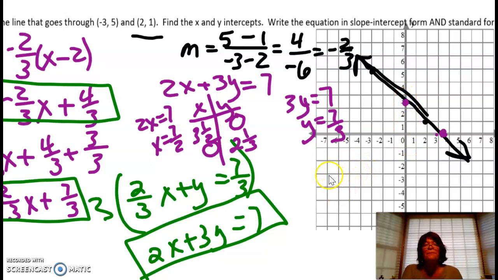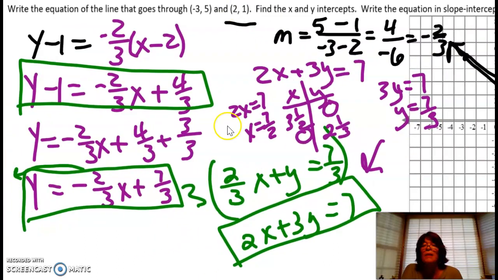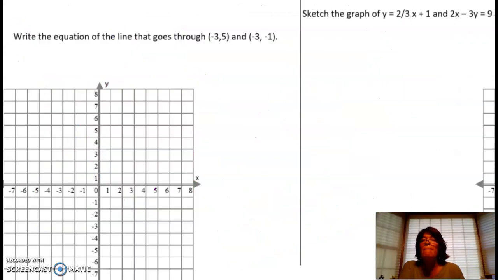There we go. Okay, so that's where standard form comes in nicely to find the x and y intercepts. Of course, slope-intercept form is the best place to find the y-intercept. Silly me, I could have seen the y-intercept right here, 7/3. But I just want to show you what all you can do with all these forms, okay?